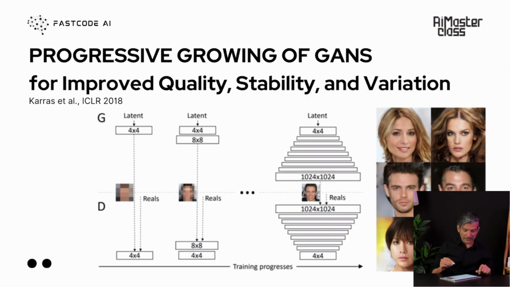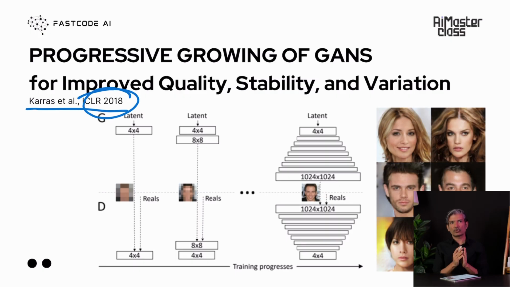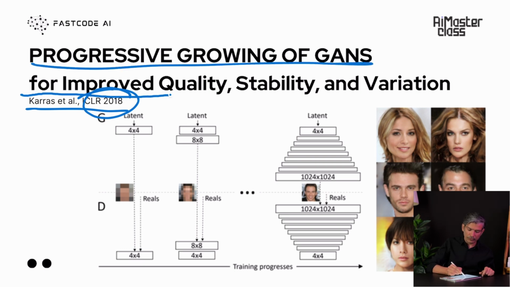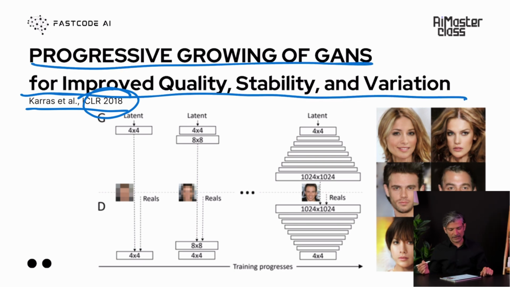Now this was another seminal paper by Karras et al. in ICLR 2018, so ICLR, the International Conference on Learning Representations, started by Yann and Bengio. It was a seminal paper because for the first time we were able to get really high resolution images as output. Prior to this, we were not able to generate very high resolution output because learning was hard. This paper is called Progressive Growing of GANs for Improved Quality, Stability and Variation.